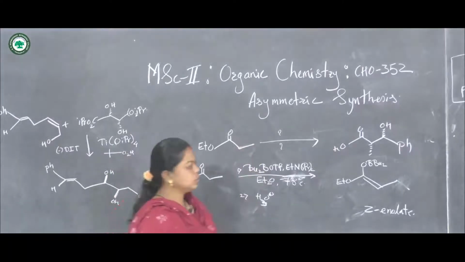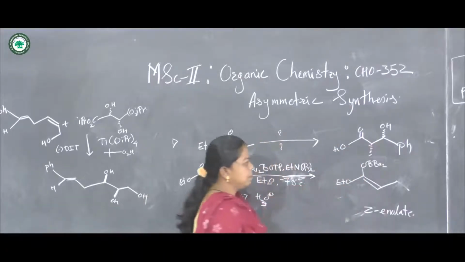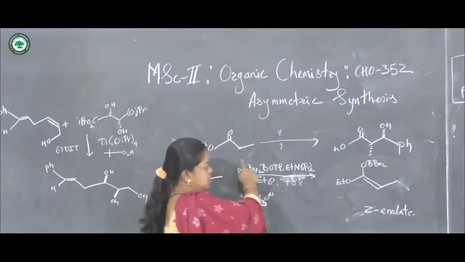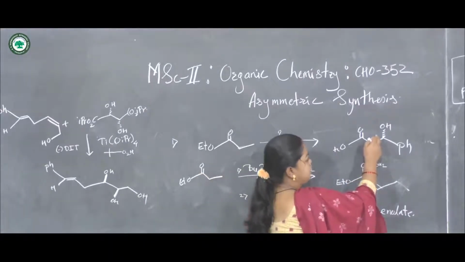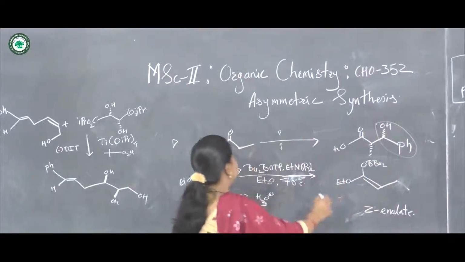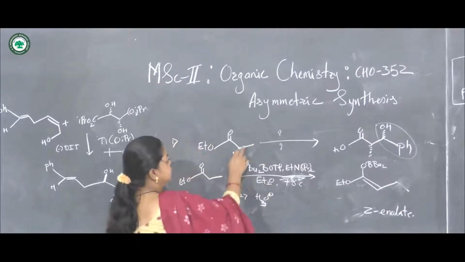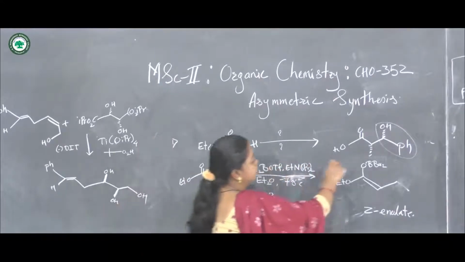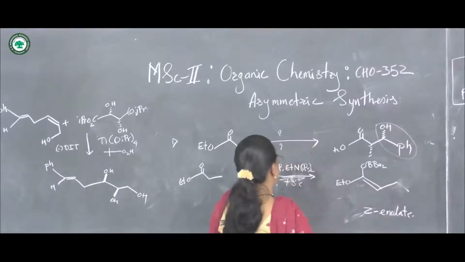An ester compound is given and reagents are not given. The product is given, which is a beta hydroxy acid compound. The reactant is the ester. Ester can be converted into acid simply by hydrolysis, but the important change is that this group is added. That means this carbon atom gets bonded to another carbon atom here. So this group is added in the structure of the molecule.